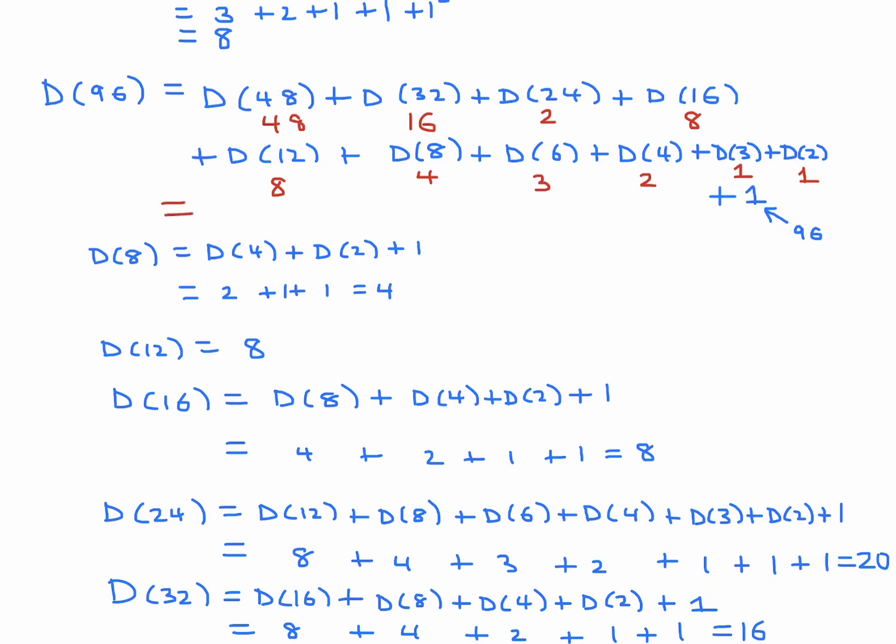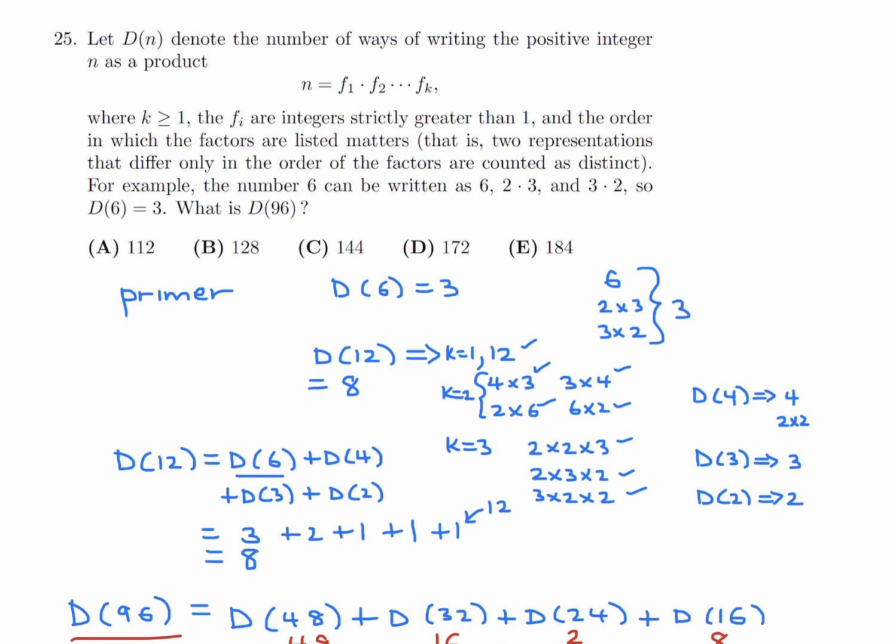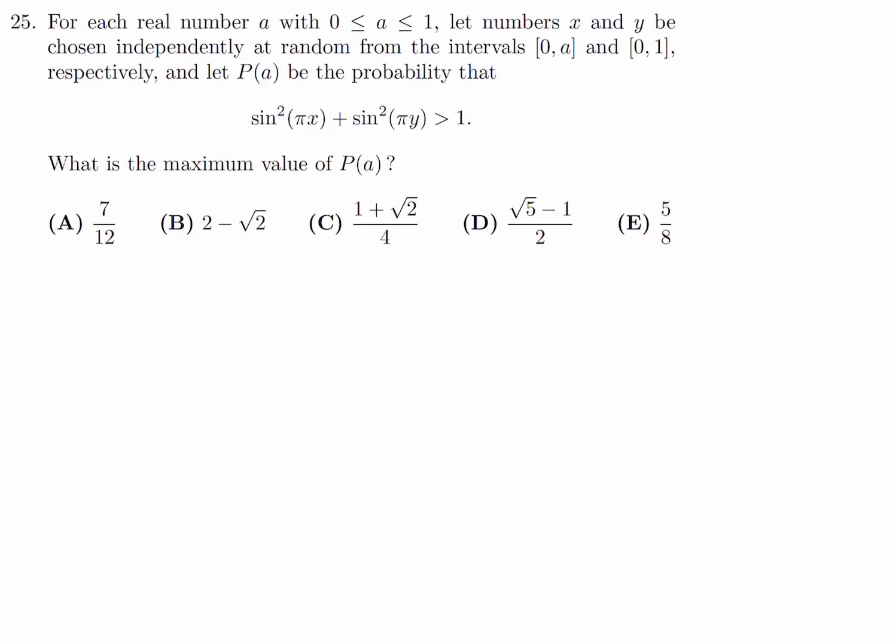All right, so now I just have to add up these guys, and when I do, I get 112, and that is the value for D96. So number 25, the answer is A.